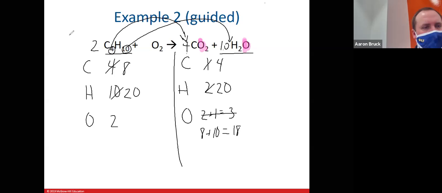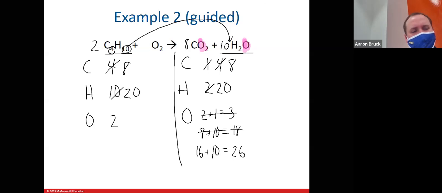Changing the butane means I'm going to need to change the carbon dioxide as well. To give me 8 carbons, I'm going to need 8 carbon dioxides. And that's going to change my oxygen count as well. 8 times 2 is 16. 10 times 1 is still 10. 26 oxygens in total. So with all of the steps that we've done thus far, we now have carbon and hydrogen balanced.